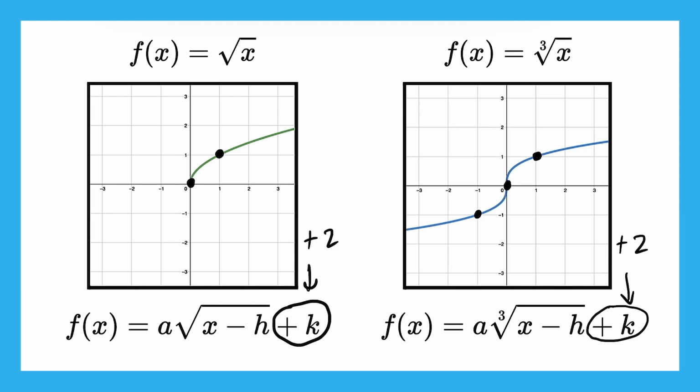Now, the direction of the shift of k follows our intuition. So plus, you probably think would be up, and that is correct. So if plus 2 were in place of plus k, that would shift every point on the graph 2 units up. And if we had minus 2 in place of plus k, that would shift every point on the graph 2 units down. All right, now let's do some actual examples.